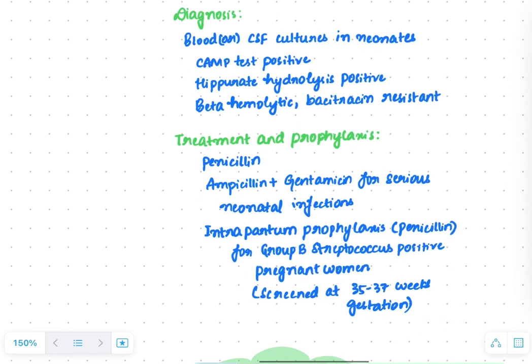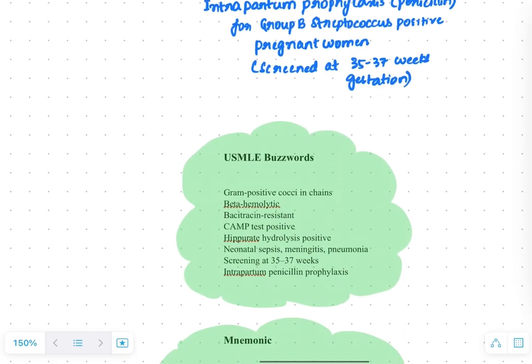Coming to the treatment and prophylaxis, penicillin is the most common drug used. For serious neonatal infections, ampicillin along with gentamicin can be used. And for intrapartum prophylaxis, penicillin is used whenever a pregnant woman screened at 35 to 37 weeks of gestation is positive for group B Streptococcus.